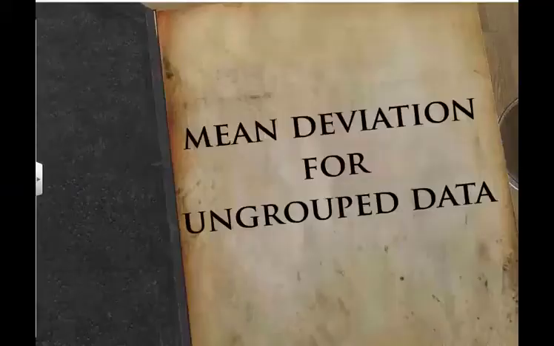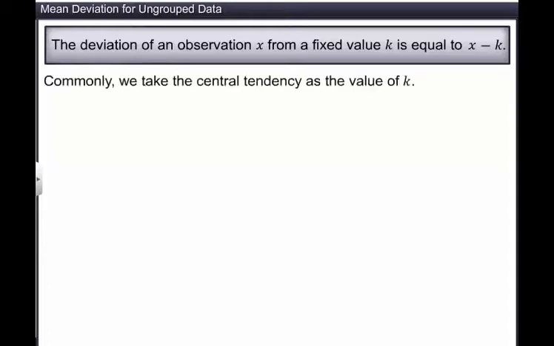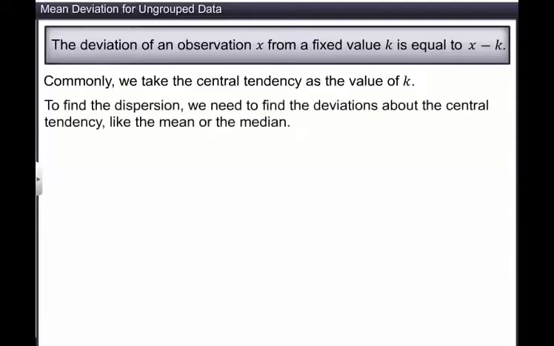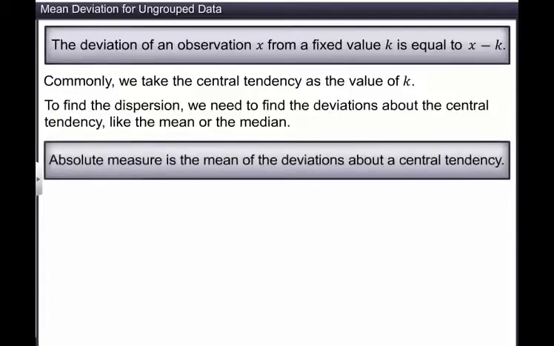In this module, you will learn to find the mean deviation for ungrouped data. We know that the deviation of an observation x from a fixed value k is equal to x minus k. For the sake of convenience, we take the mean or the median as the fixed value k. To find the dispersion of the observations from its central tendency, like the mean and the median, we need to find the deviations about the central tendency. The mean of these deviations gives the absolute measure of deviation.